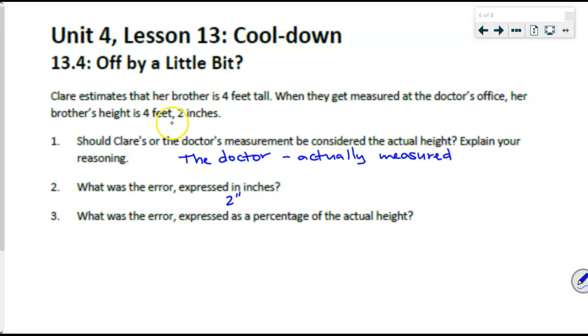Okay, let's pause. You're saying, since this is done in inches and this is done in feet and inches, we need to convert this to all inches first, right? That way we're comparing inches to inches instead of inches to feet and inches. So 4 feet is 48 inches plus the extra 2 inches means his actual height is 50 inches. Great, continue. Okay, and 2 divided by 50 is equal to 0.04, which converts to the percent of 4%.